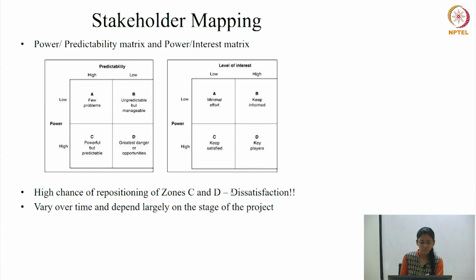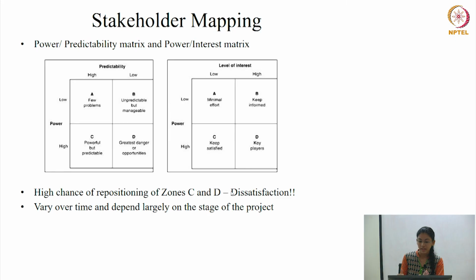And the other extreme is high power and high predictability. Then high power and low predictability. You don't know how they react to the change in the decisions, but they are very powerful. So these are the dangerous zone of the stakeholders that have to be managed.